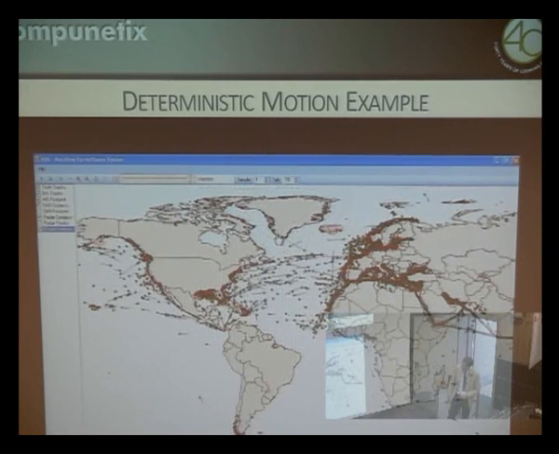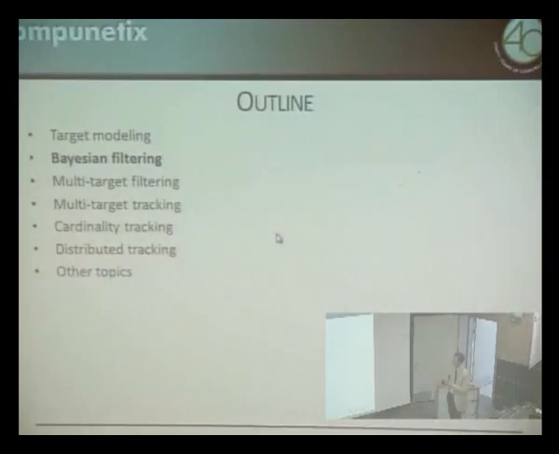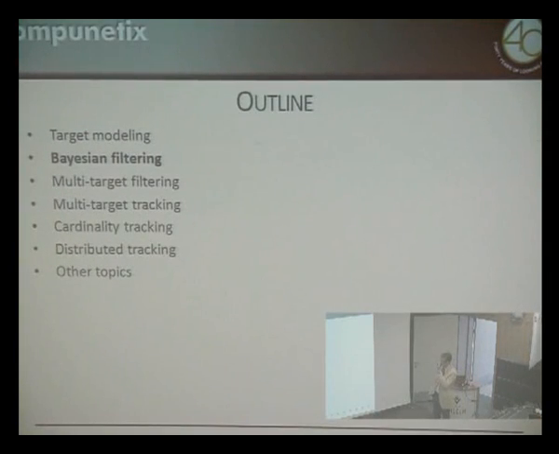And the interesting thing is that you don't need to add too many distributed receivers to start to fill in the gaps. Even though it's not a global network of receivers, it starts to approach global motion patterns. Okay, that's as much as I'm going to say about target motion modeling. Let me talk a little bit about filtering now.